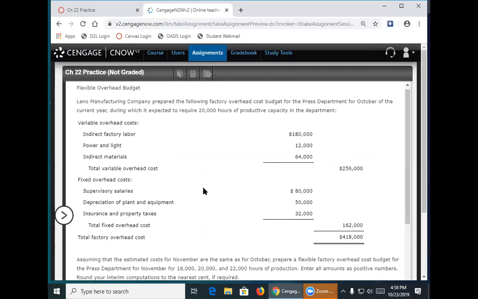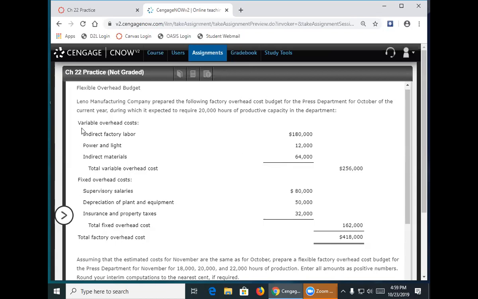This one we're doing flexible overhead budget. So again, we're not going to do any variances on our factory overheads because they are kind of difficult, except for total cost variances. But we can compare at different levels of production what our overhead costs would be, okay? So this one's just telling us Lino Manufacturing prepared the following factory overhead cost budget for October of the current year, and it is expected to require 20,000 hours of productive capacity in the department.